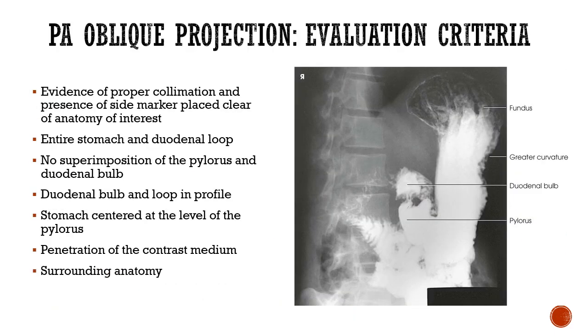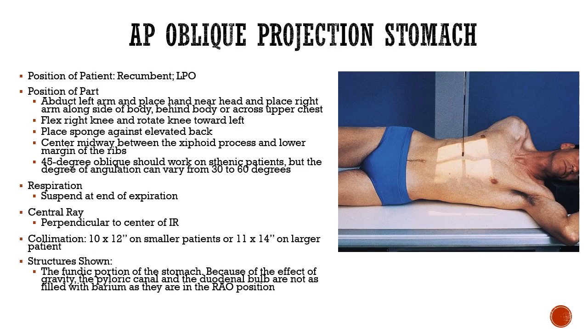So looking at the image, we do see air in the fundus because the patient's back in a PA oblique projection. So there's air in the fundus. We want to see the entire stomach and the duodenal loop. There's no superimposition of the pylorus or duodenal loop bulb. The duodenal bulb and the loop are in profile, so there's the bulb here. The stomach is centered to the level of the pylorus, and we can see penetration of the contrast medium, and we can see surrounding anatomy.